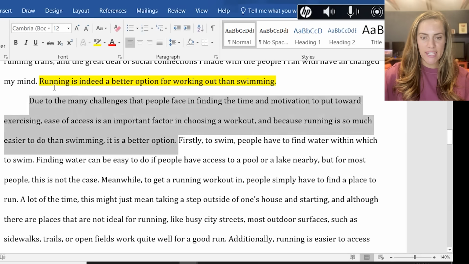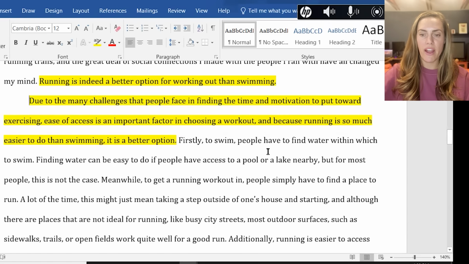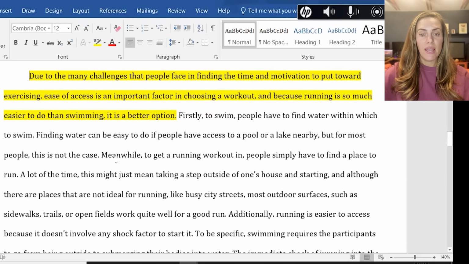I'm going to highlight this and make it yellow as well, because that is the topic sentence of this paragraph. It's basically saying that running is easier to access than swimming. So it's a better option. Firstly, to swim, people have to find water within which to swim. Finding water can be easy to do if people have access to a pool or a lake nearby, but for most people, this is not the case.